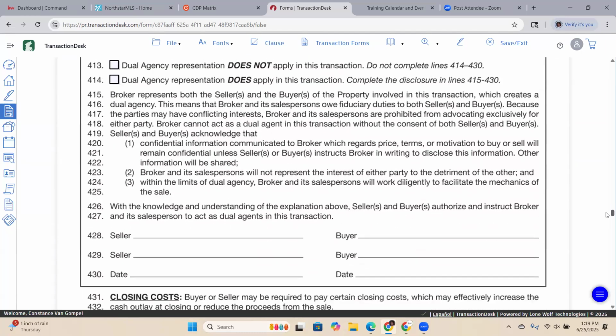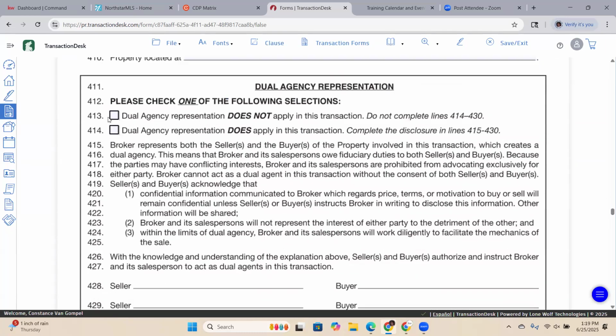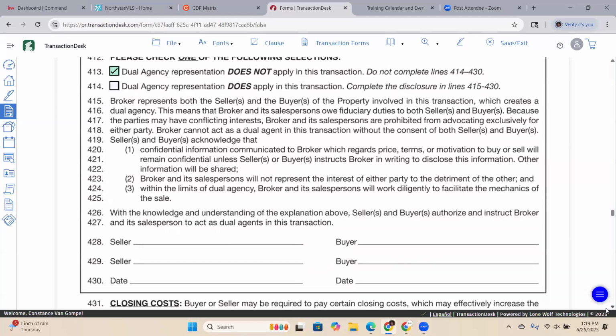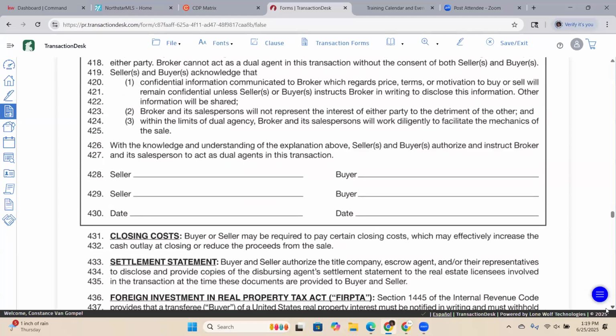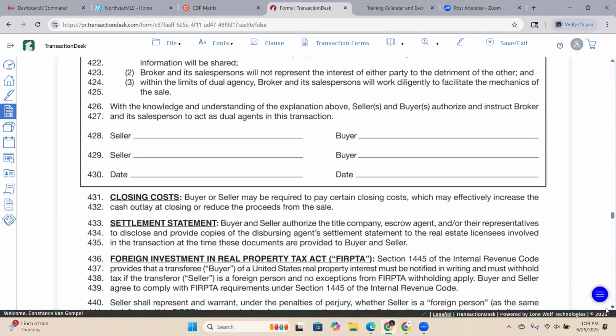Dual agency. Does it or does it not? If it doesn't, don't worry about it, just check that it's not. If you are working with somebody within this office, then it is dual agency. And then at that time you have explained this, and then everybody signs, your buyers and you, and it's dated.